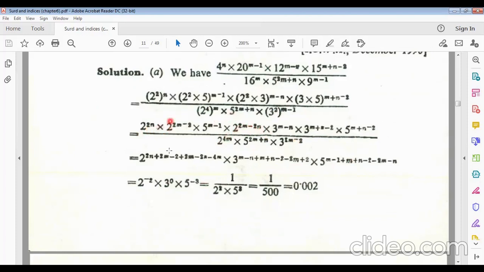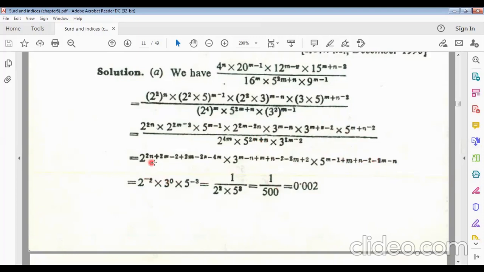Now these two and these two will be the same base. Okay, just the powers will be added, and these two powers will be minus 4m. Similarly this 3 and 3, the powers will be added and this power will have its sign changed: twice minus twice m minus plus 2. And for 5, this 5 and this 5 power will be added, and this power of 5 will have its sign changed, minus twice m minus n. That means we are making the same base.